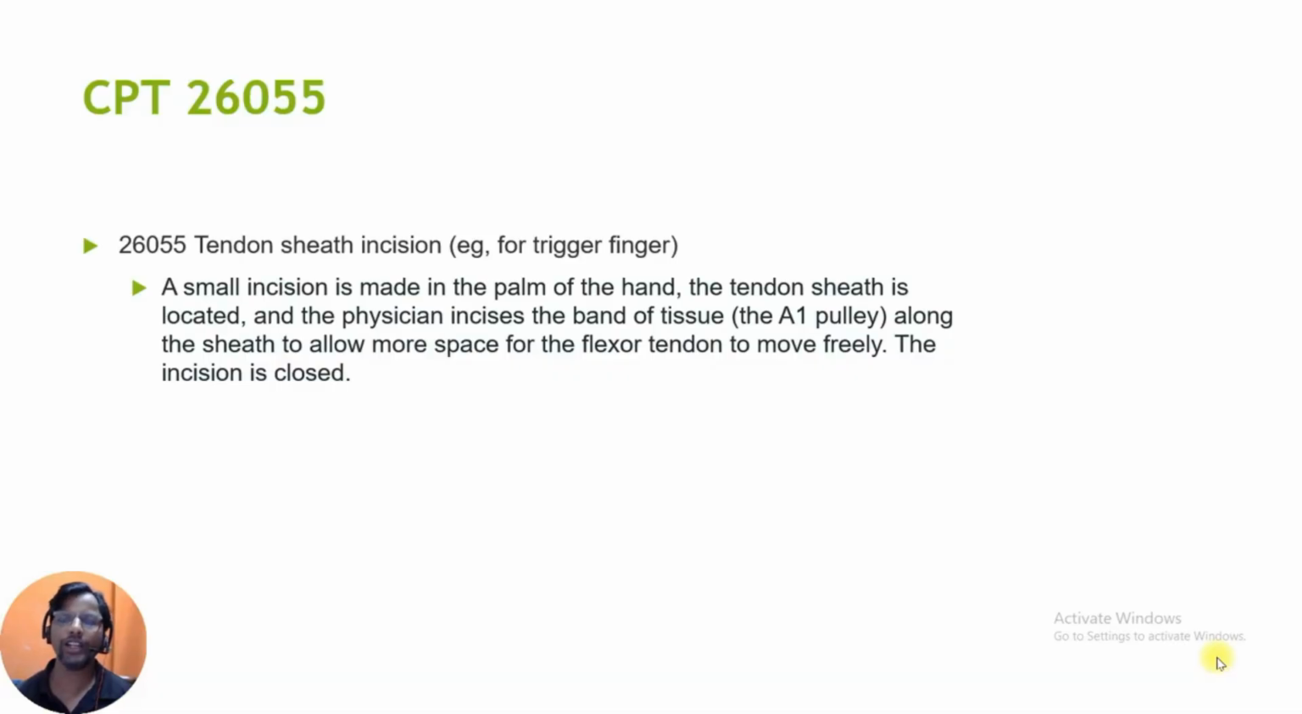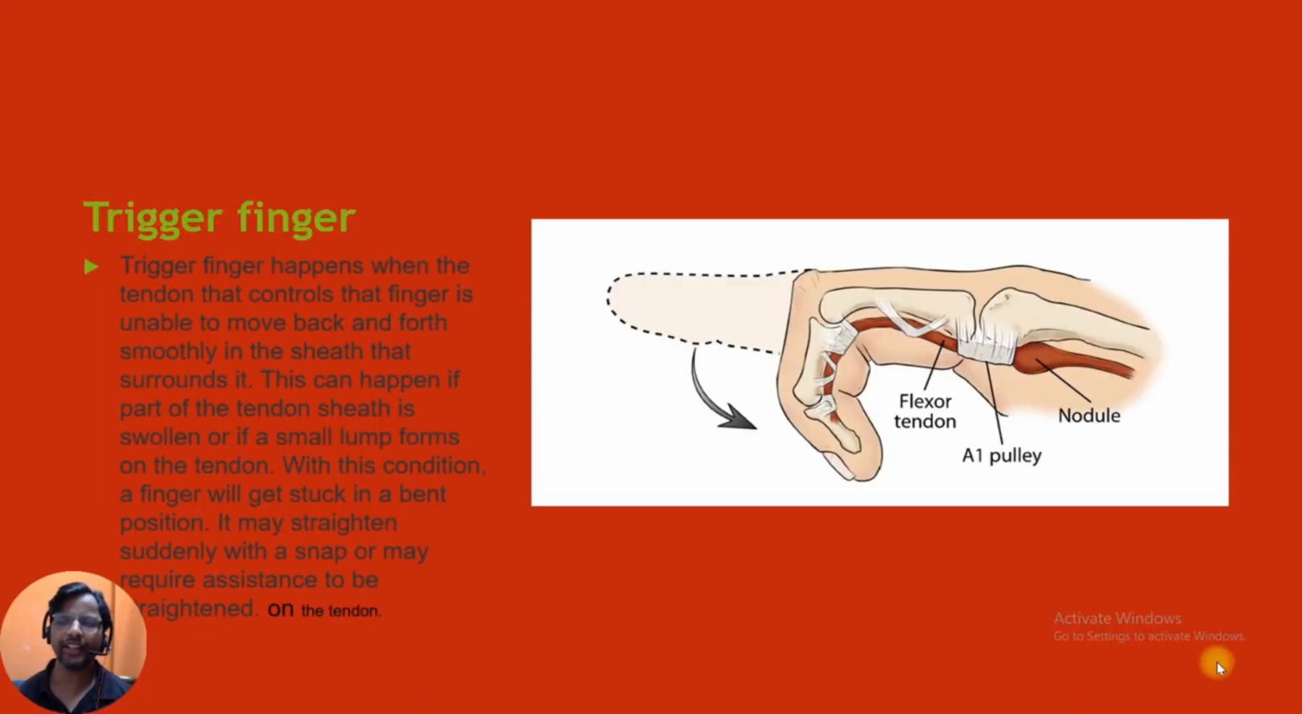We have only one code related to trigger finger, which is 26055. If you look in your CPT book, you will directly get the code related to trigger finger. During the trigger finger release procedure, the surgeon will create an incision on the A1 pulley here. Because of the creation of this incision, this tendon will move smoothly through this area.